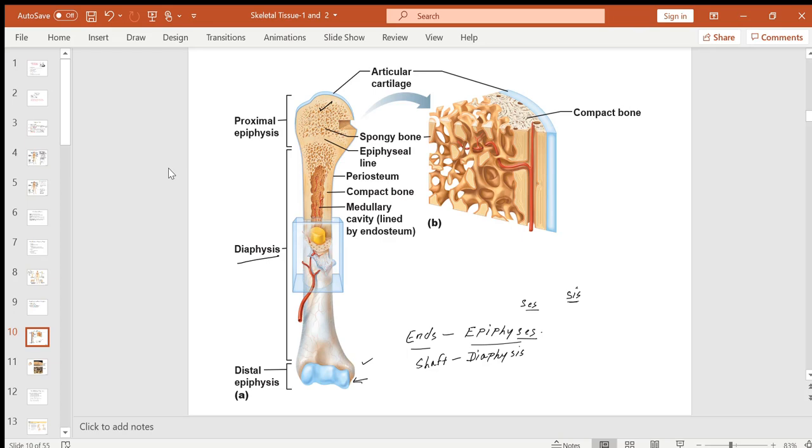Now if you cut the long bone and look inside, this is a longitudinal section. At the ends you have spongy bone inside the epiphysis, and you see a lot of spaces in the spongy bone. It has a honeycomb-like appearance, and the outer layer is compact, very hard and solid. So only the outer covering is compact bone here, but the inner part is spongy.